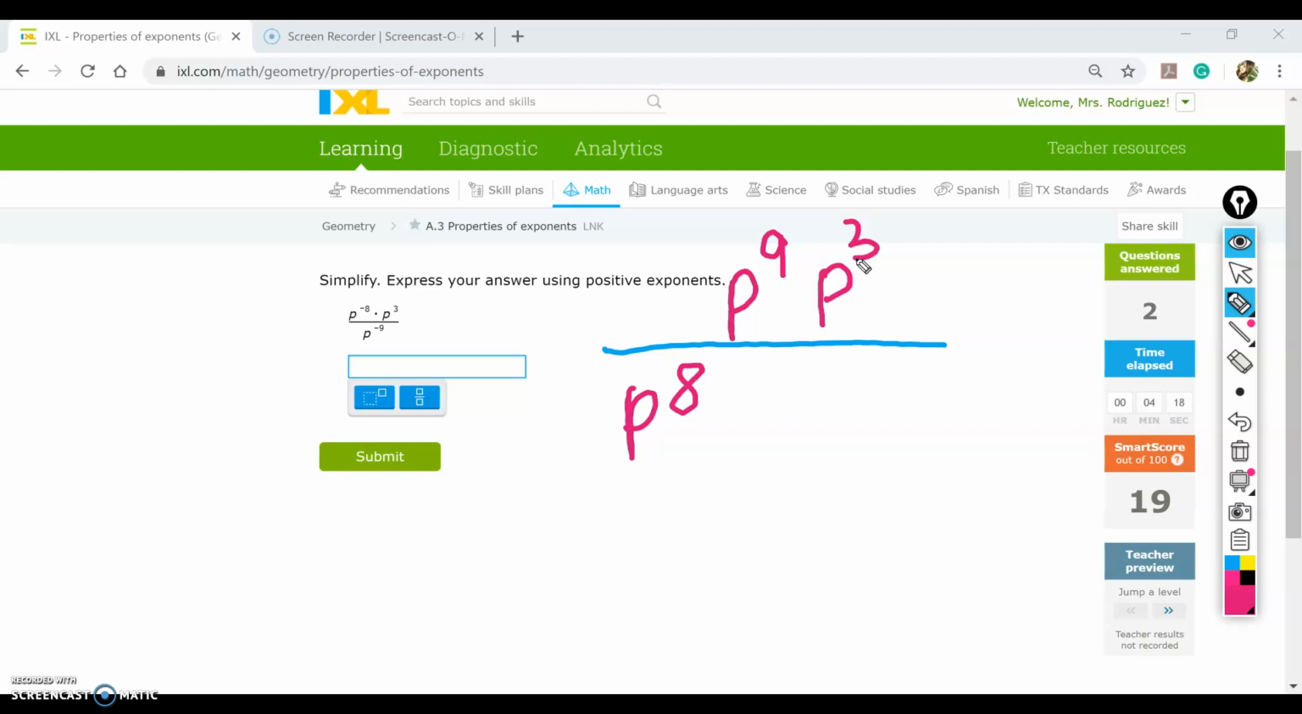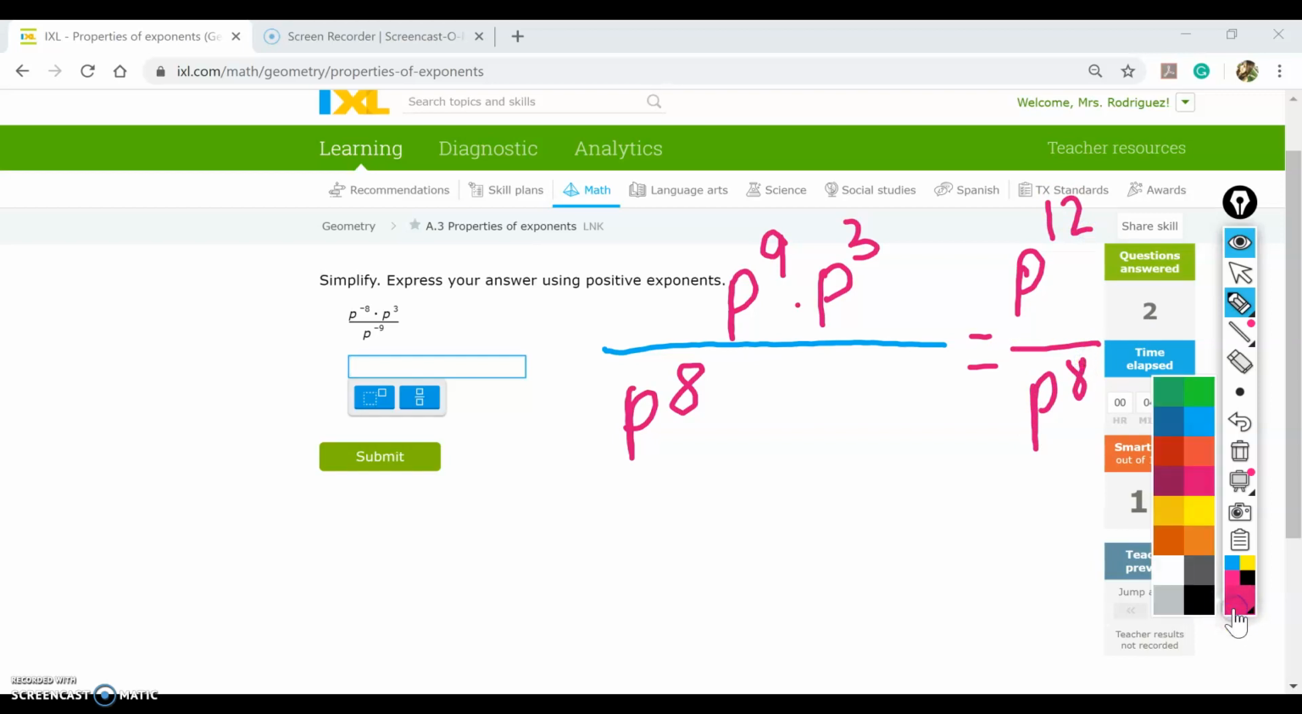Now, I'm going to simplify this. So if I simplify the ones on the top, p to the power of 9 and p to the power of 3, what I need to do is add the exponents. That's going to give me p to the power of 9, 10, 11, 12, over p to the power of 8.